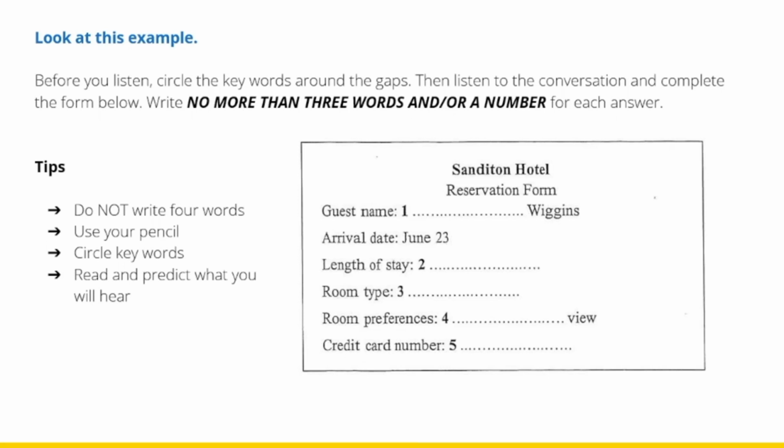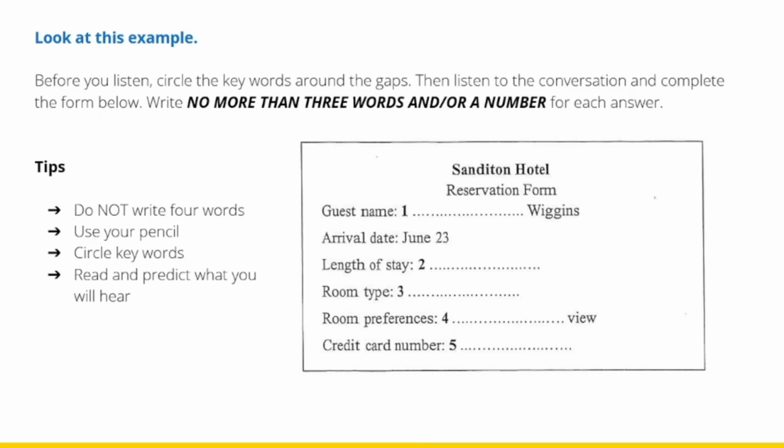So room type, it's like logically you can ask yourself, what kind of room types do hotels have? So think about that and be prepared to listen for this type of information. The next one we have is the room preferences. Room preferences, so here you have to be very careful because you have number 4 gap, but then you have also the word view. So that has to be the word before the word view that you have to write down. And it has to make sense when you write this word down, and it has to be grammatically correct as well.